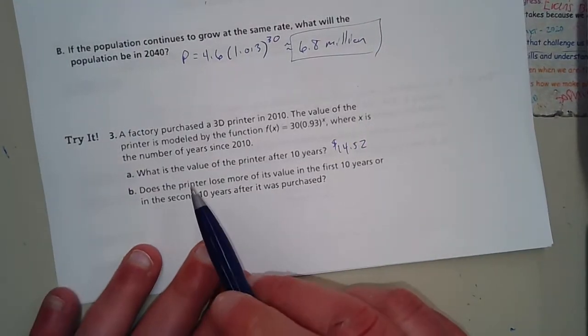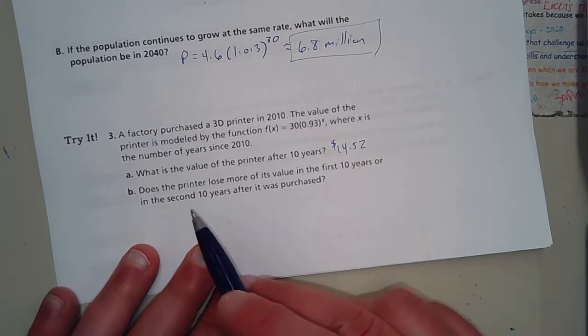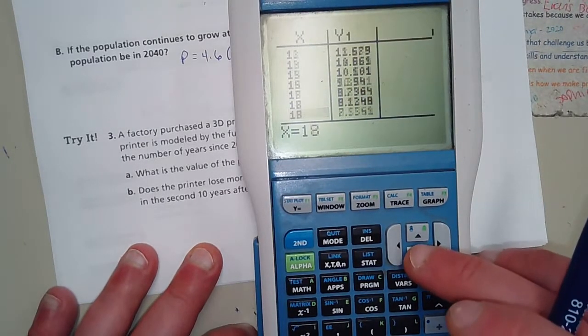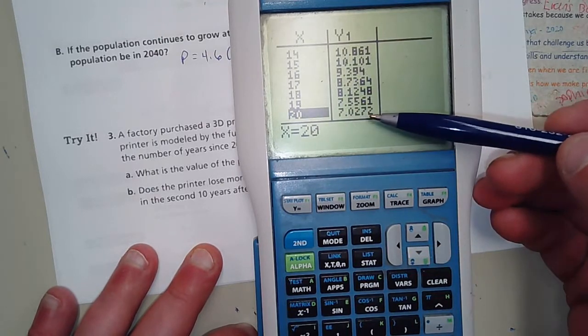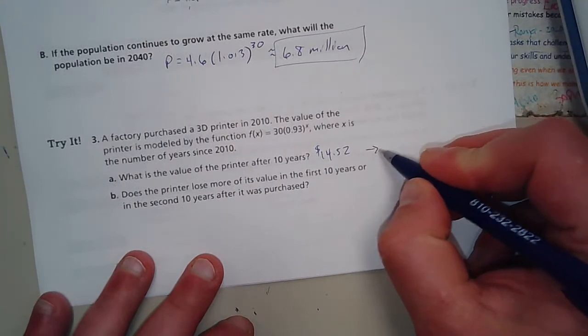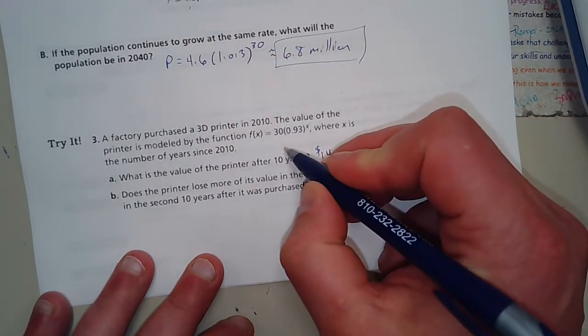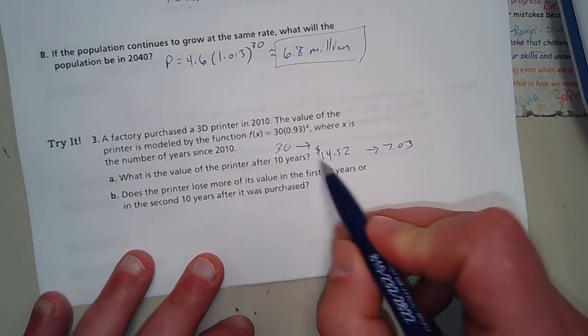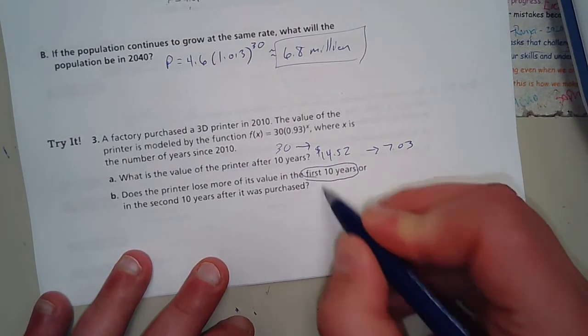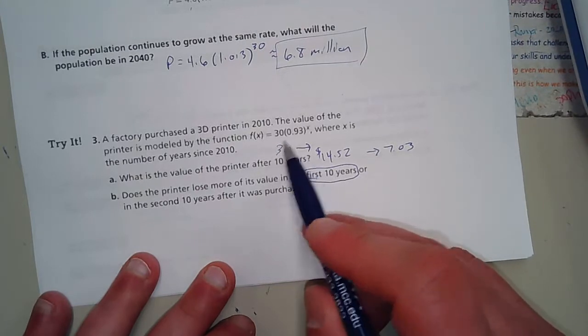Does the printer lose more of its value in the first 10 years or the second 10 years? If I look at 10 more years later, that's now down to $7.03. So if you think about it, it went from $30 to $14 to $7. So much more is lost in the first 10 years because you're losing a percentage off of a bigger number.